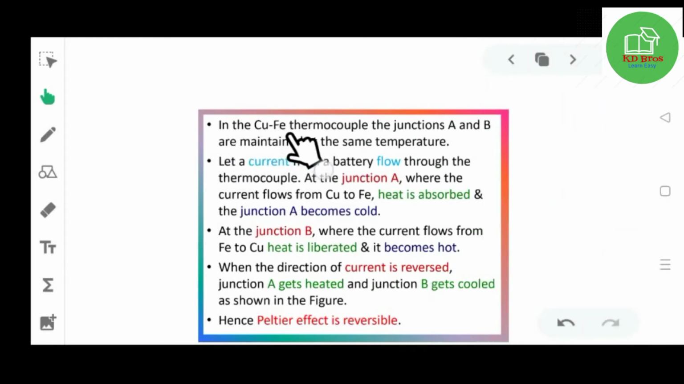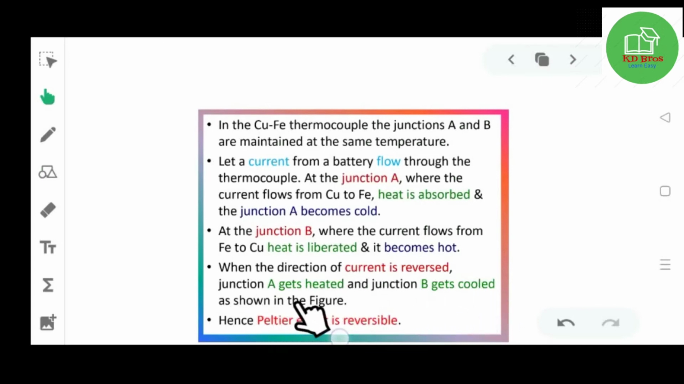In the copper iron thermocouple, the junctions A and B are maintained at the same temperature. Let a current from a battery flow through the thermocouple. At the junction A, where the current flows from copper to iron, heat is absorbed and the junction becomes cold. At the junction B, where the current flows from iron to copper, heat is liberated and it becomes hot. When the direction of current is reversed, A is heated and B becomes cold.